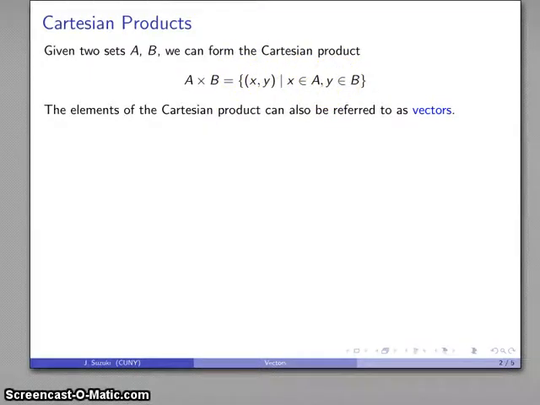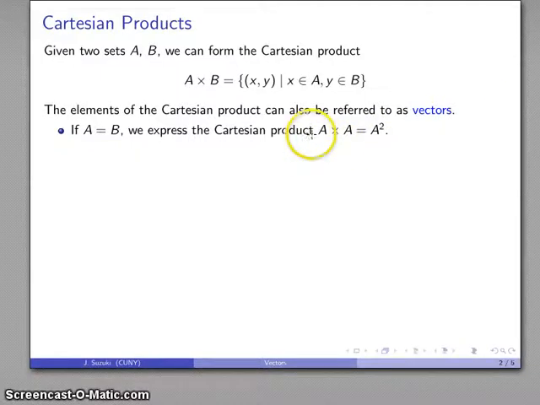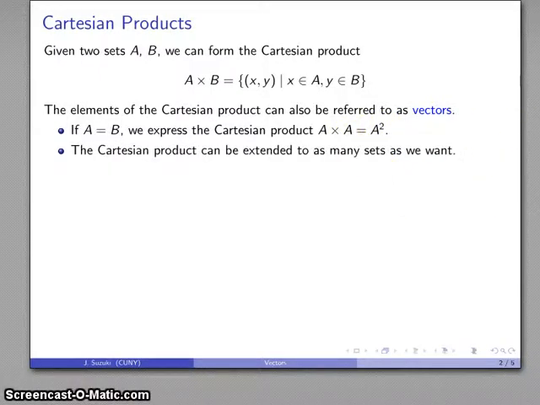And the elements of the Cartesian product can also be referred to as vectors. Now, a little bit of notation here. If A and B happen to be the same set, then I can express the Cartesian product A times A in pretty much the way we would expect it to be written, A raised to power 2. And I can extend this to as many sets as I want.